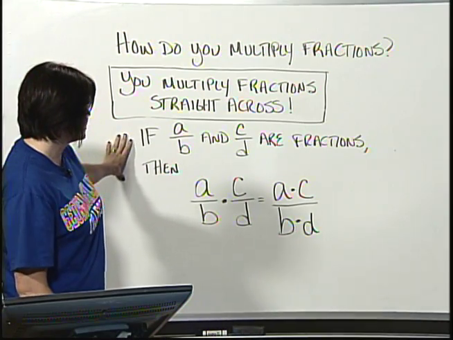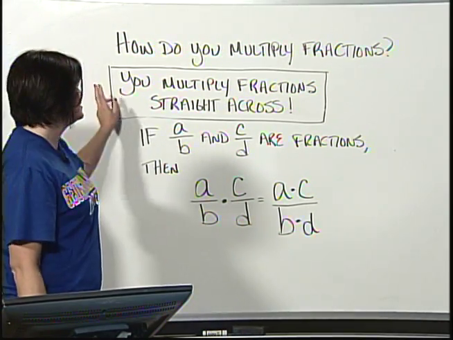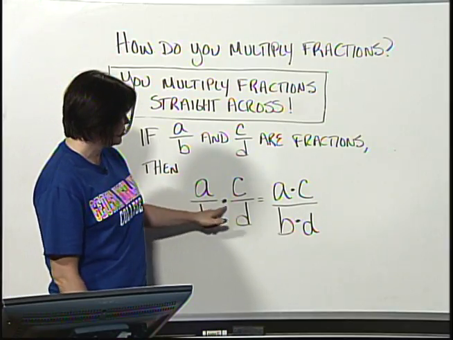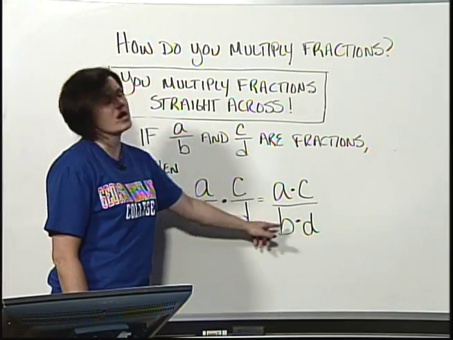Let's go over the rule again real quick. Very quick and easy. Multiply straight across, numerator times numerator, denominator times denominator.